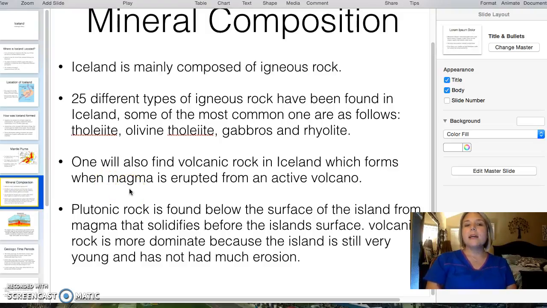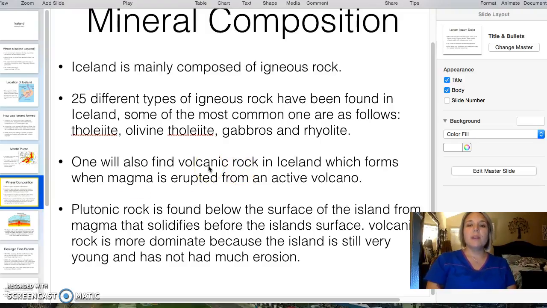What is Iceland composed of? When I did my research, I found that it's mainly composed of igneous rock. There are 25 different types of rock, and some of the most commonly found rocks, I'm not very good at pronouncing this, are tholeiite, olivine tholeiite, gabbros, and rhyolite.